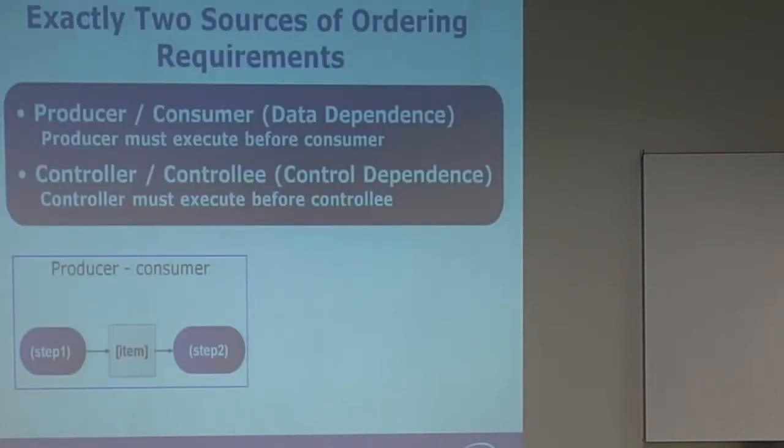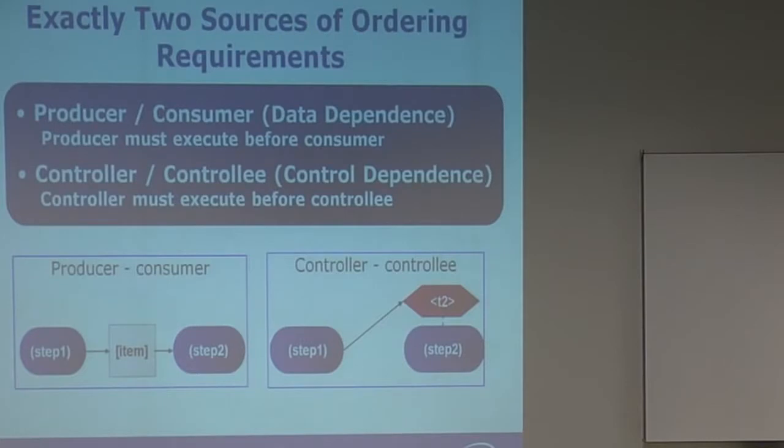No. So in this notation, the producer-consumer relationship is written like this. So there's step 1 producing a particular item that's consumed now by step 2. So we have arrows between them. So this is what you might write on the board talking to your colleague.